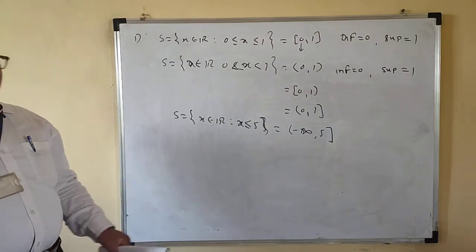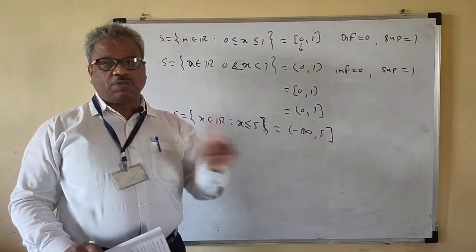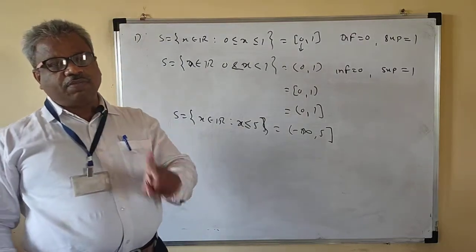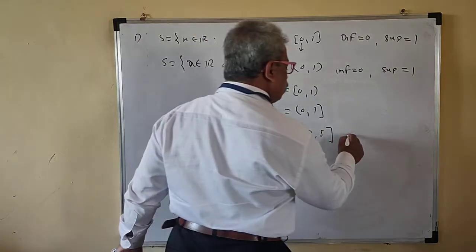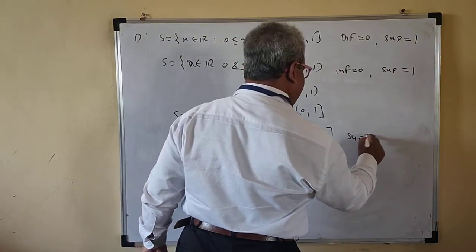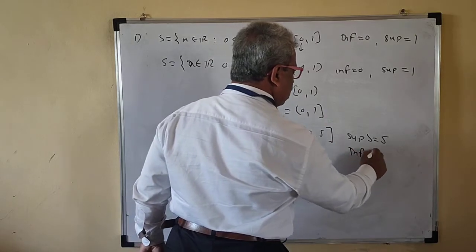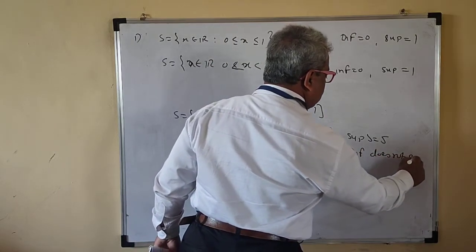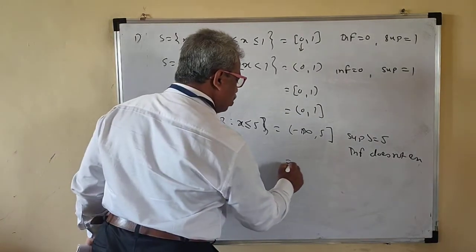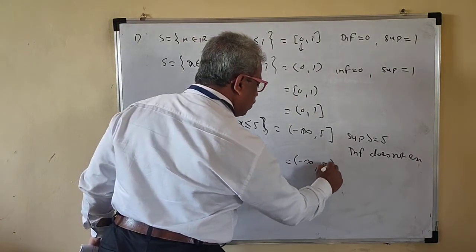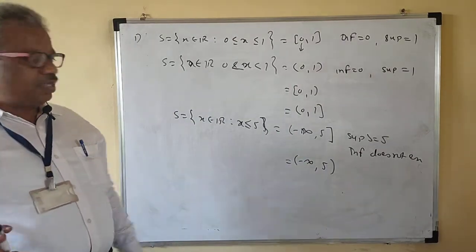Then here, this is not bounded below because this is minus infinity. If a set is not bounded below, then the infimum does not exist. So it has only the supremum. The supremum of S is 5 and the infimum does not exist, like this interval. Same thing here: if your interval is (minus infinity, 5) open, the answer is the same. The supremum is 5 and the infimum does not exist.